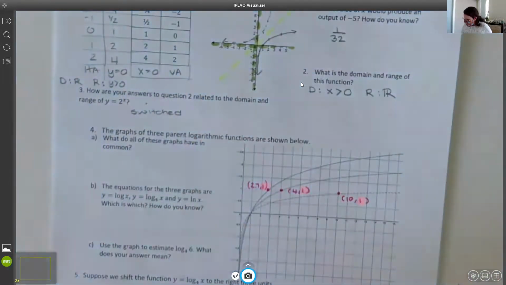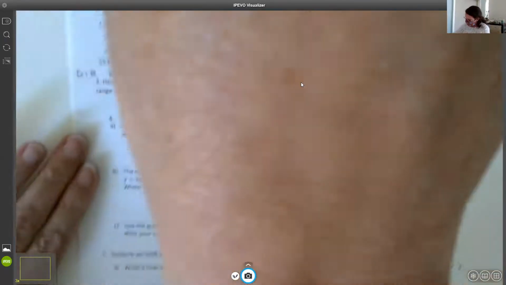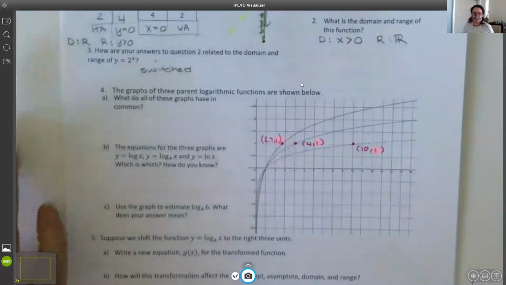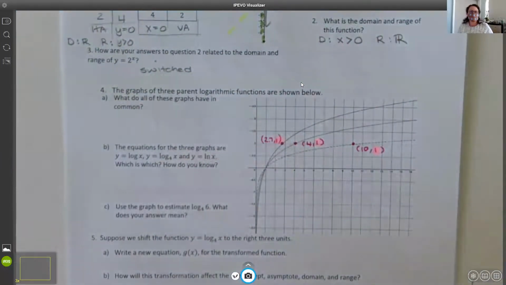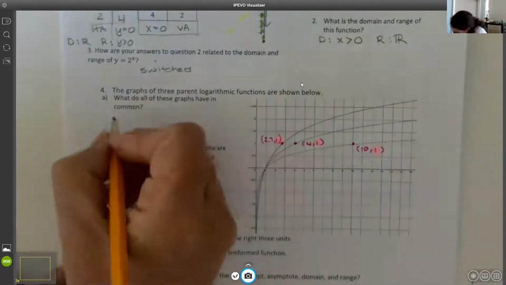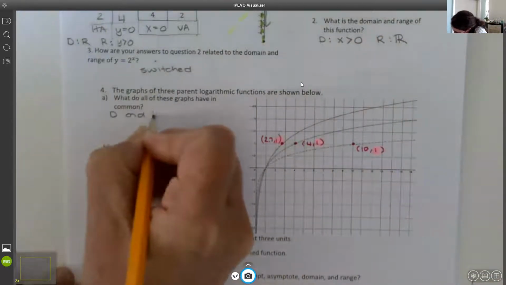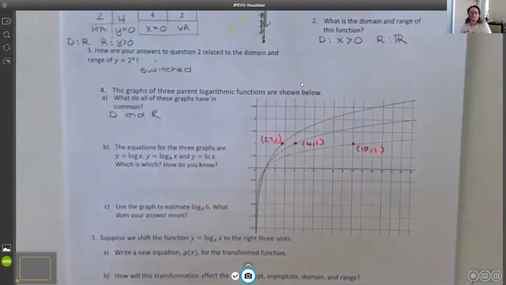So we have 3 parent log functions graphed here. What do they all have in common? So what are some things that every single parent function of a log function is going to have in common? You can give me one thing. The domain and range. What else?